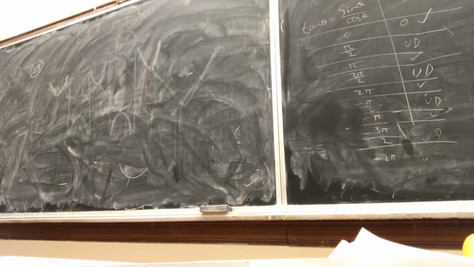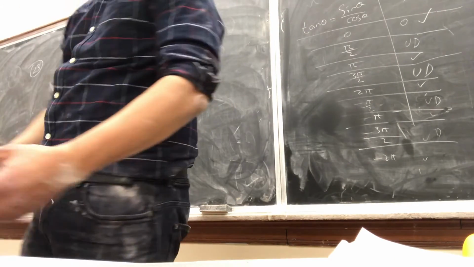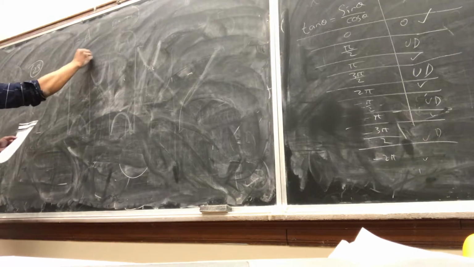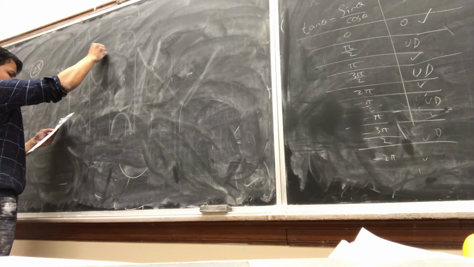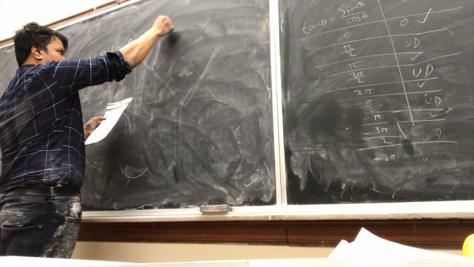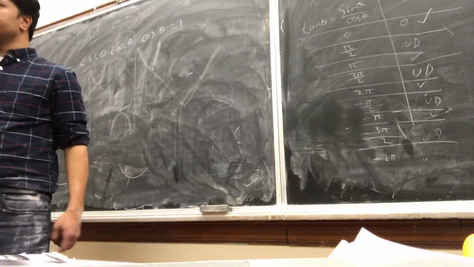23. Okay. Verify the following trigonometric identity: cosecant of theta times tangent of theta times cosine theta is equal to 1. Okay, I give you 1 minute to solve it.